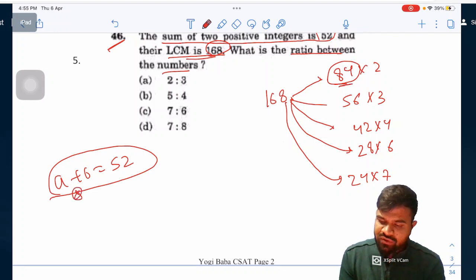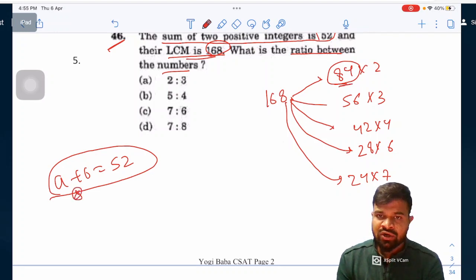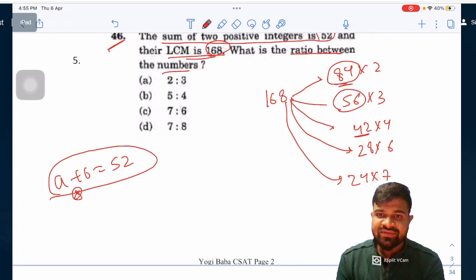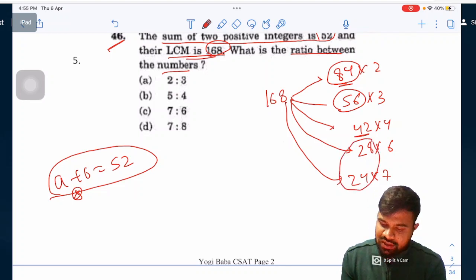Now, 84 cannot give us the sum 52 because it is greater than 52. This can also not give. Now, 42 plus 10 is 52, but 10 is not a factor. Now, we are left with these two numbers.